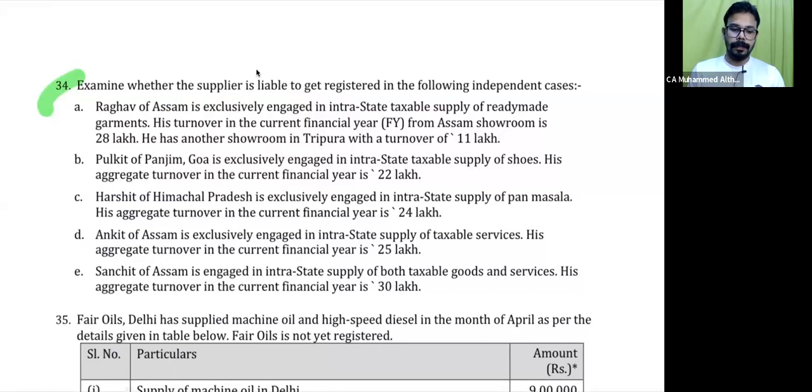So in case of Assam, the limit is 40 lakh only, right? So whether liable for registration in Assam? That is very important, buddies. It is liable. Why?